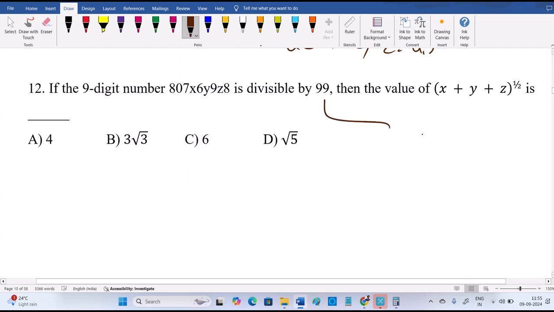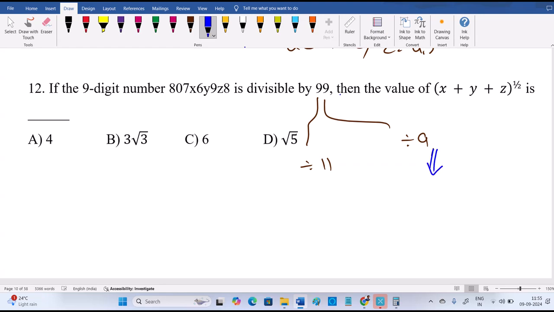Divisible by 99 means a number should be divisible by 9 and by 11. For divisibility by 9, the rule is sum of digits. What is the sum of digits here? 8 plus 7, 15. 9 you don't count at all. 9 is waste. It's definitely divisible by 9, no waste of time, don't count. 15 plus 6, 21. 21 plus 8, 29. In that 29, again 9 is waste. 2 only you take. 2 plus x plus y plus z should be divisible by 9.